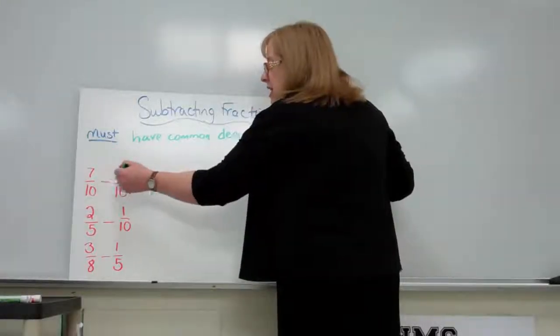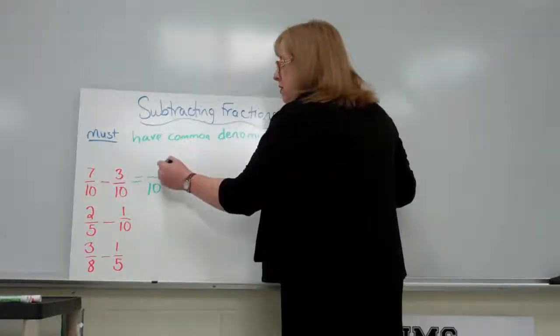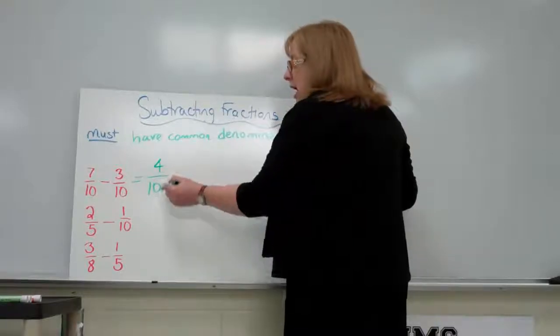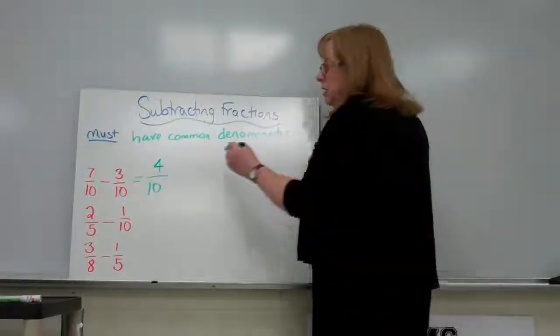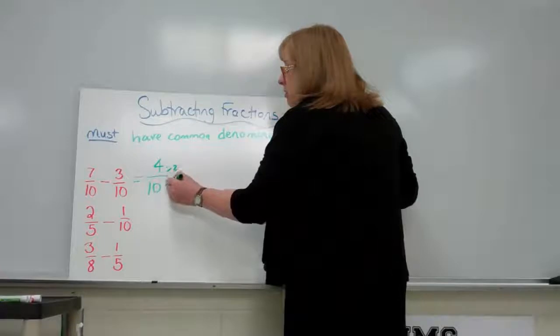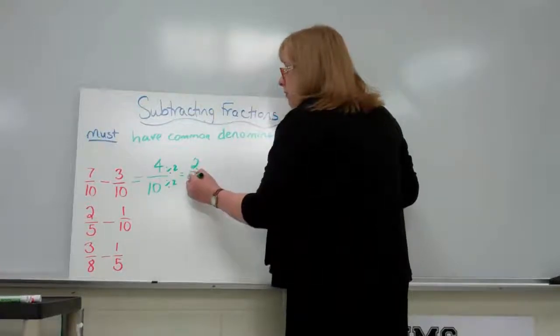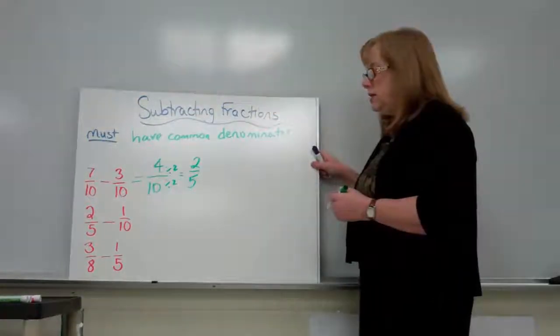So if I have 7/10 and someone takes away 3/10 of them, I'm left with 4/10. I see that both of those numbers are even, so I can divide by 2 and get 2/5. And so our answer is 2/5.